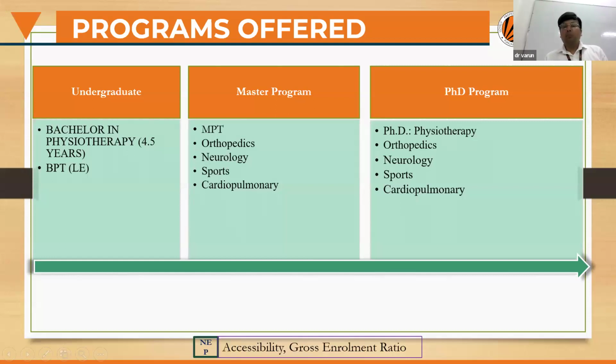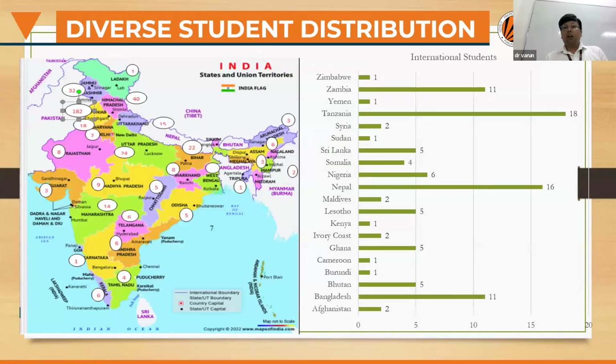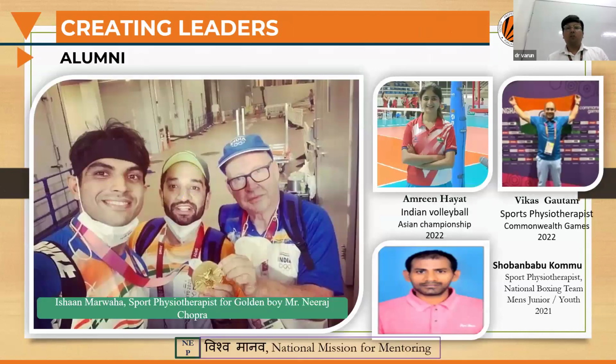Under the master program, we are offering Master in Physiotherapy in various fields like orthopedic, neurology, sports, and cardiopulmonary. Under the PhD program, again, we have various fields like orthopedic, neurology, sports, cardiopulmonary, and many other fields. Here we have a huge diversity in the students. We have students from so many countries. You can see Zimbabwe, Zambia, Yemen, Tanzania, Syria, Sudan, Sri Lanka, and many more in the physiotherapy department.